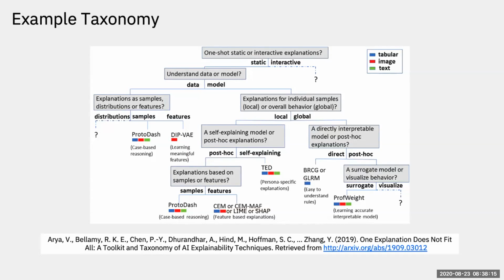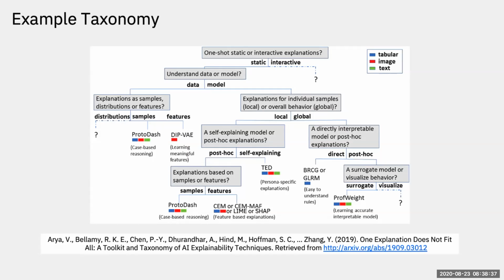So you first off start by asking the question, am I aiming for a static or an interactive explanation? And the question marks here just represent things that are not yet implemented in AIX 360. And the leaf nodes represent algorithms that are in the current release of AI Explainability 360. Right, so static versus interactive. So let's say we go down the static path.